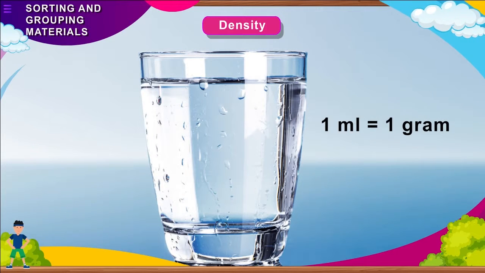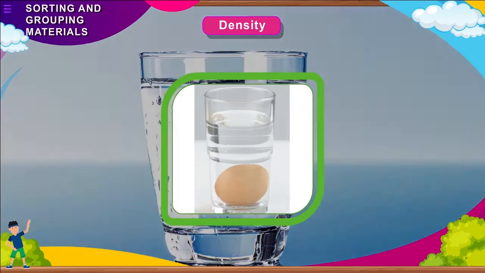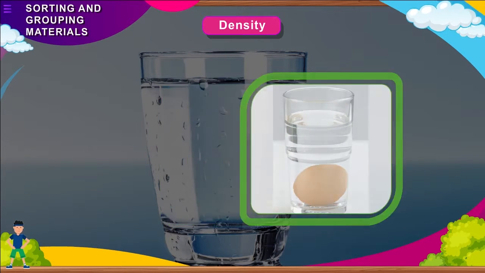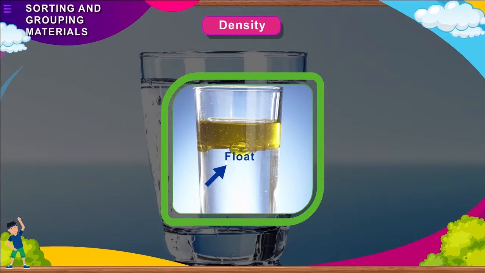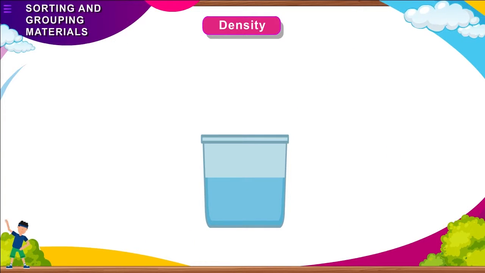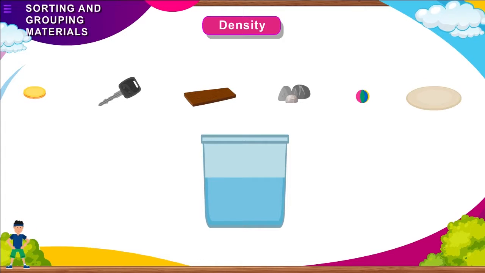1 ml of water weighs 1 gram, or 1 liter of water is 1 kg in weight. If an object or material of 1 liter weighs more than 1 kg, it will sink in water. If 1 liter of a substance weighs less than 1 kg, it will float on water. Take a small bucket and half fill it with clean water. Take some solid materials such as coins, keys, a small piece of wood, a stone, plastic objects, paper plate.